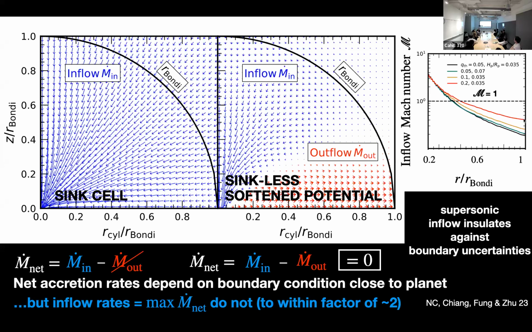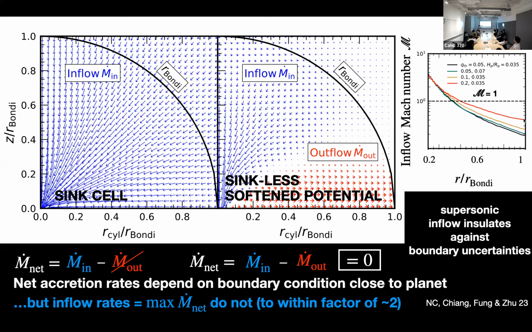Here I'm showing the same simulation, same planet mass, same everything. All I've done is change the inner boundary condition at the planet. I've removed the sink. Now the planet is just like GM over R. It's a softened gravitational potential. And when you do that, the whole flow structure changes. Material comes in mostly from above, and then it leaves through the midplane. There's no net accretion in this simulation. We measure how much is coming in in blue and how much is coming out in red, and they're in balance.